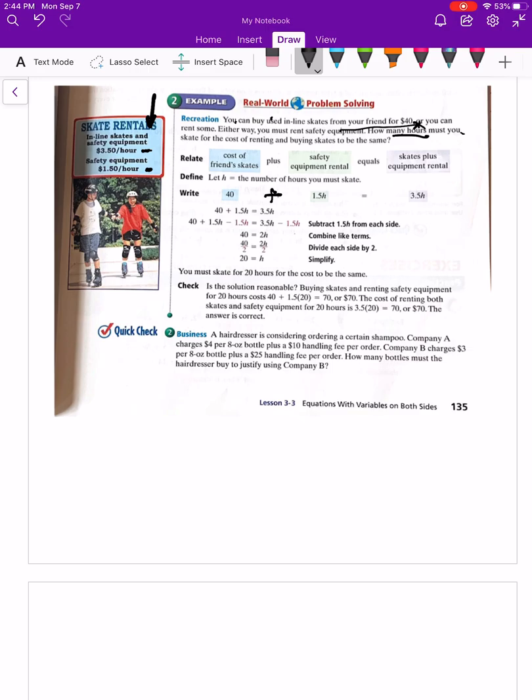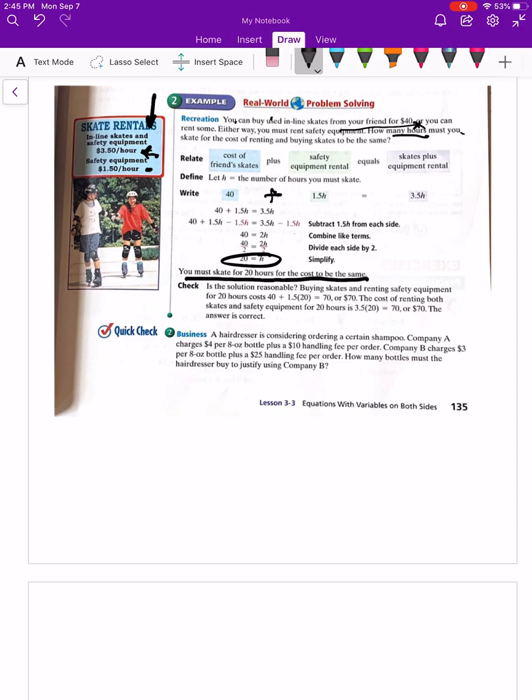So 40 plus 1.5H equals, and then on the other side, they're comparing it to, I'm just going to rent my skates and the safety equipment to a tune of $3.50 per hour, so 3.5H. So they go ahead and set it up, and they solve, and they come up with 20 hours. So what this means, it says you must skate for 20 hours for the cost to be the same.